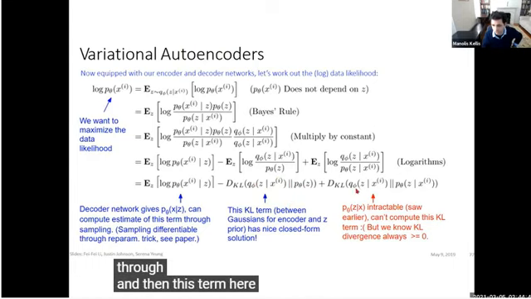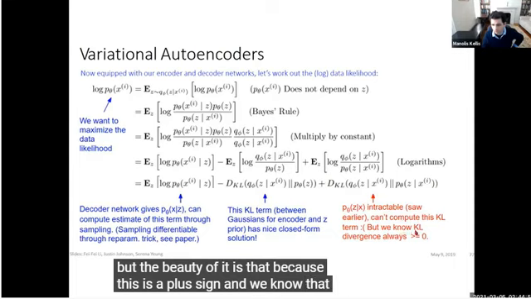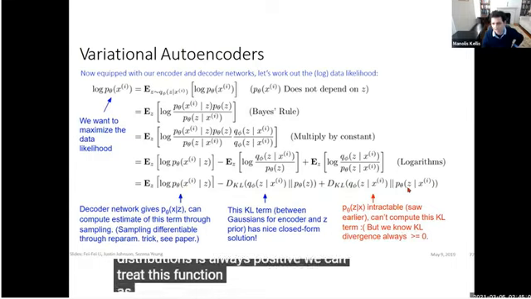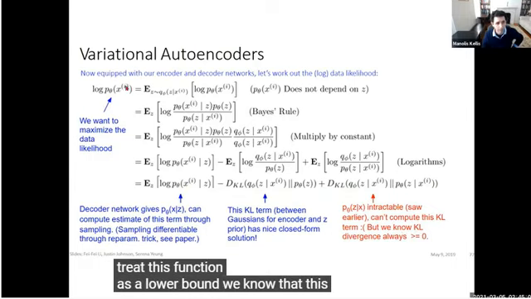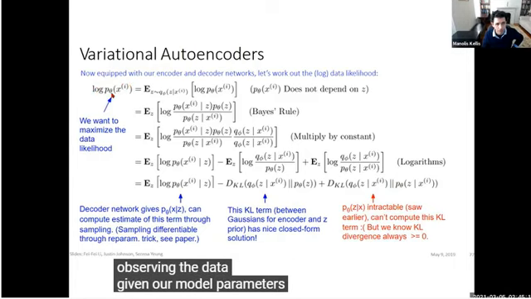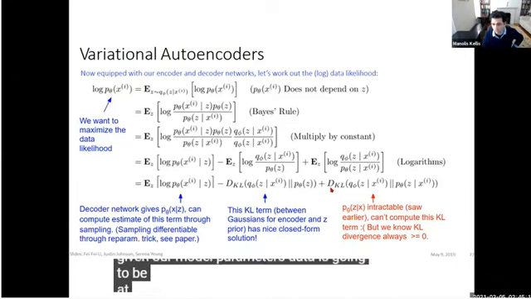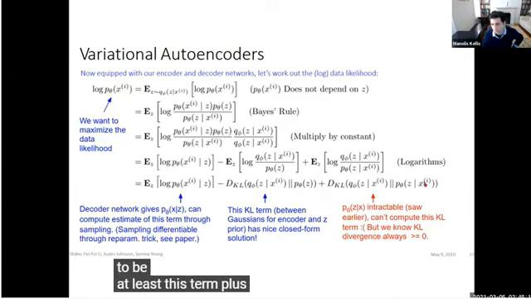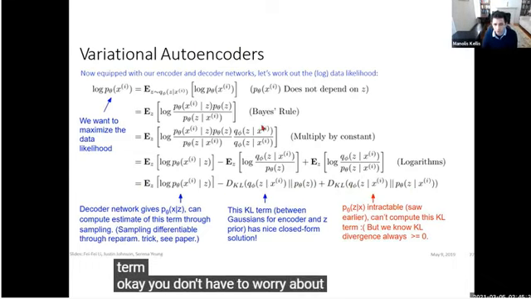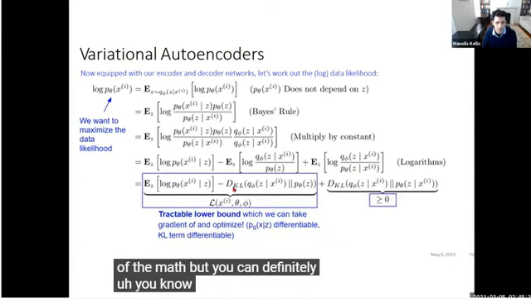And then this term here is actually intractable. Just like we saw earlier, this is the same term here, and we can't compute this KL divergence term. But the beauty of it is that because this is a plus sign, and we know that KL divergence between distributions is always positive, we can treat this function as a lower bound. We know that this data likelihood, the probability of observing the data given our model parameters theta, is going to be at least this term plus some additional positive term. Okay, you don't have to worry about all of the math, but you can definitely look it up.